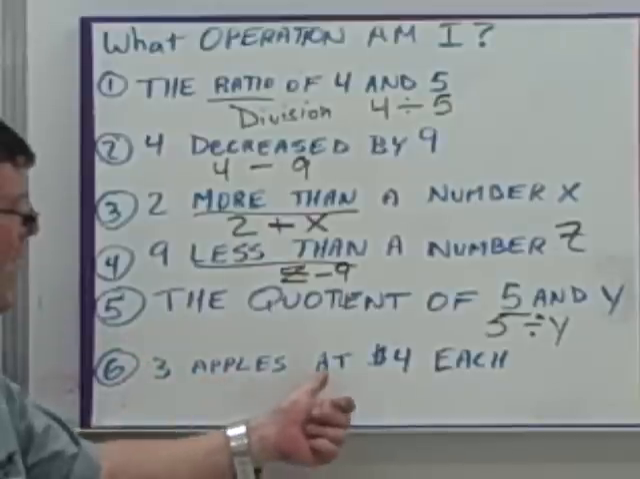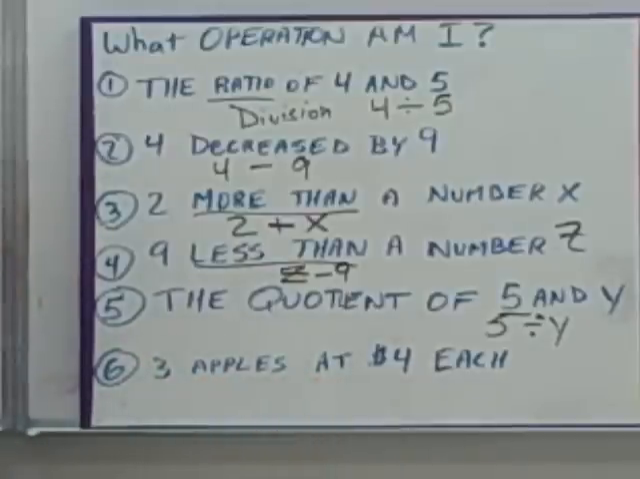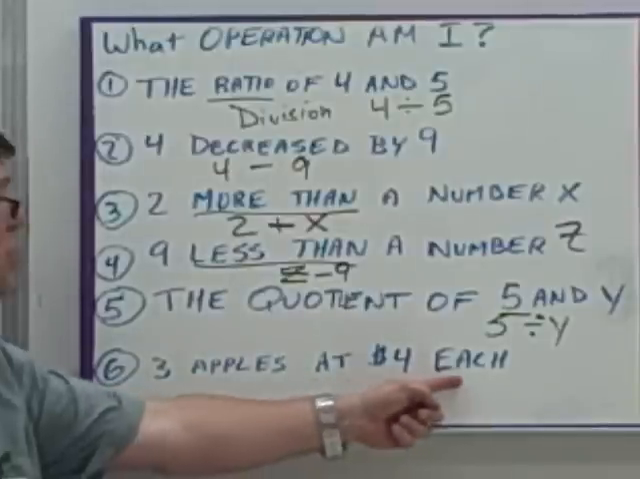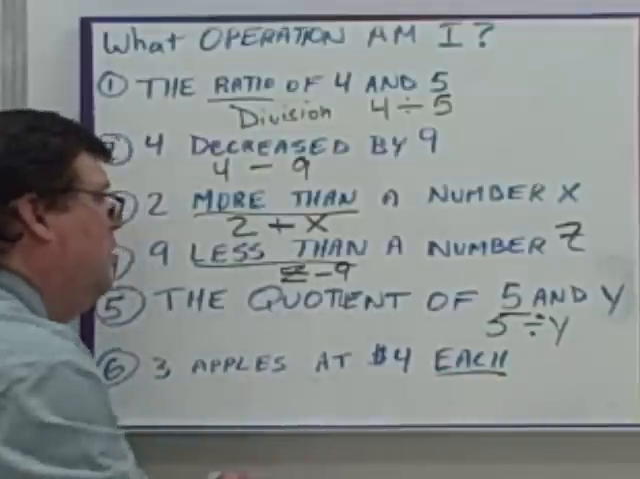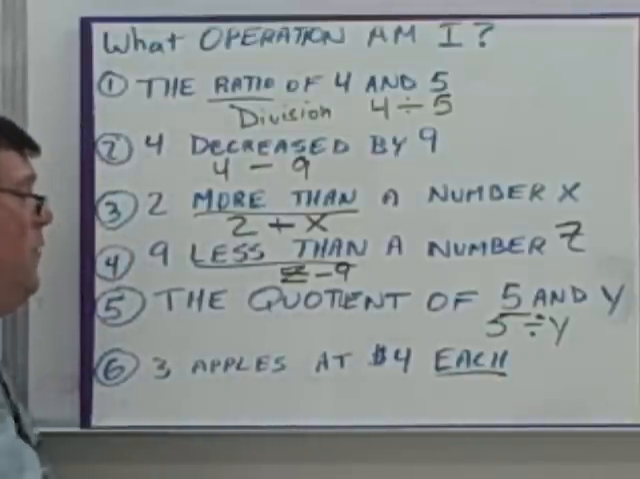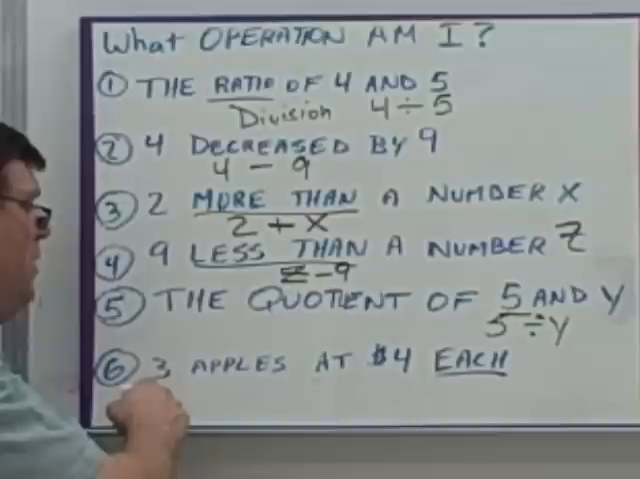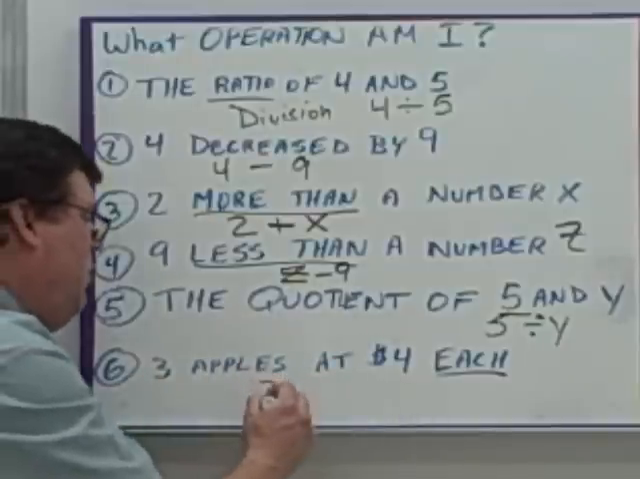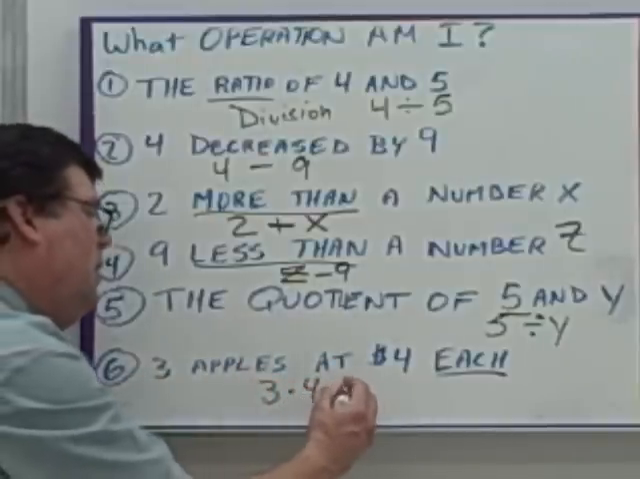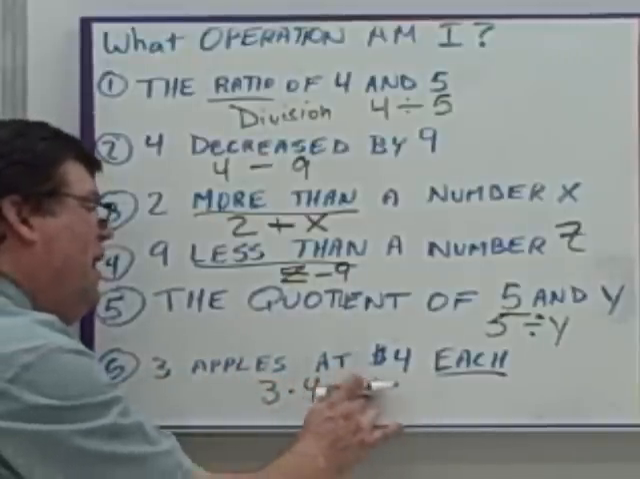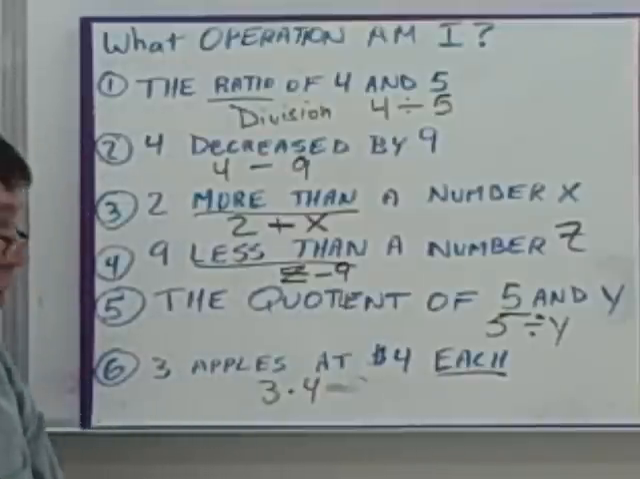3 apples at $4 each. Here we have the key word each, which is the key word for multiplying. 3 apples at $4 each would be 3 times 4. We could get an answer for that, but we're just talking about expressions, so it'd be 3 times 4. Simplified, yes, it would be 12.